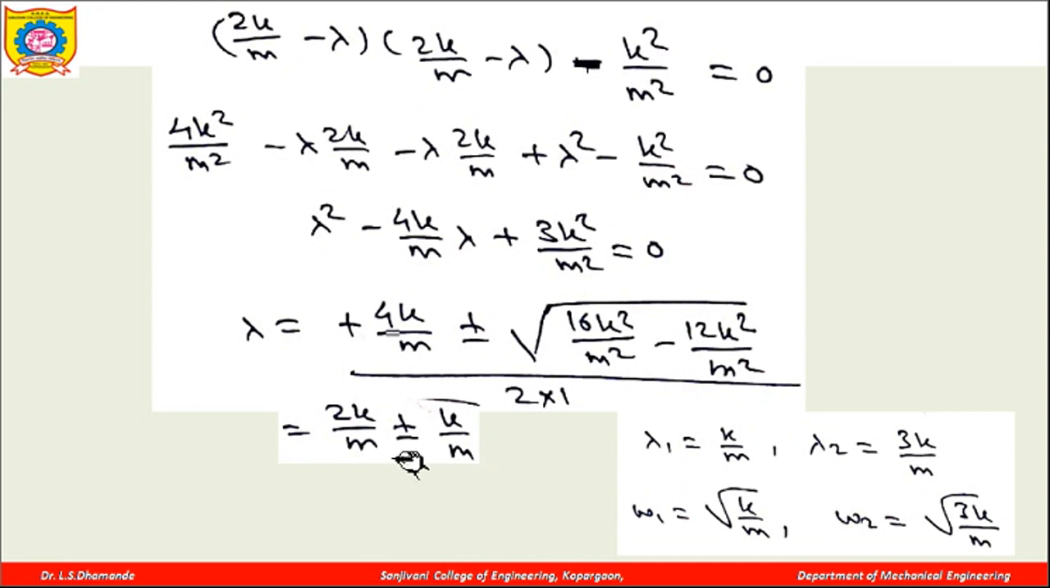If I take the plus or minus sign one by one, if I take the minus sign first, it will be 2k by m minus k by m, so k by m remains. So lambda 1 is k by m, and lambda 2, taking the plus sign, will be 3k by m. Since lambda is equal to omega square, omega 1 is equal to the square root of k by m, and omega 2 is equal to the square root of 3k by m. These are nothing but the natural frequencies of that particular system, also called eigenvalues.